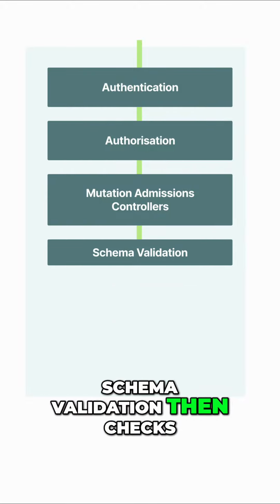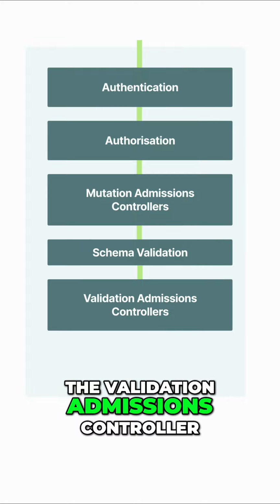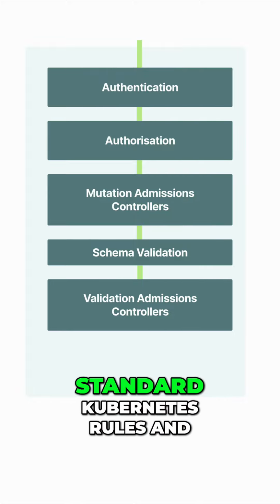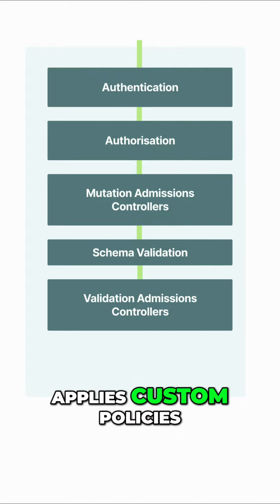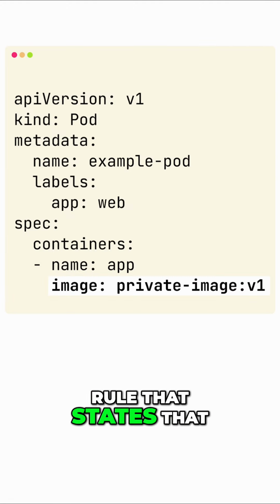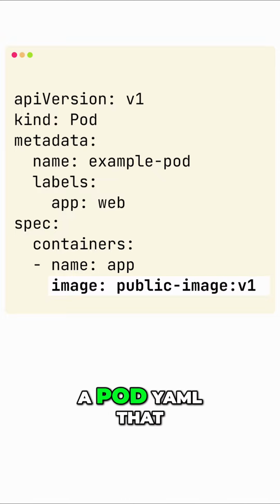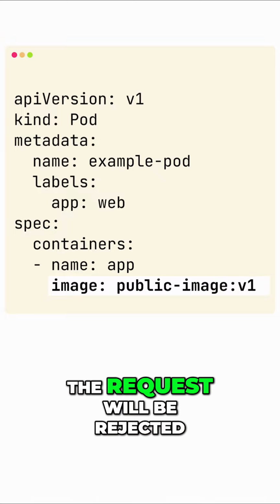Schema validation then checks if the request conforms to the defined resources. The validation admissions controller checks requests against standard Kubernetes rules and applies custom policies, rejecting any that don't comply. For example, you can define a rule that states that only private container images are allowed. And if someone submits a pod YAML that has a public image, the request will be rejected.